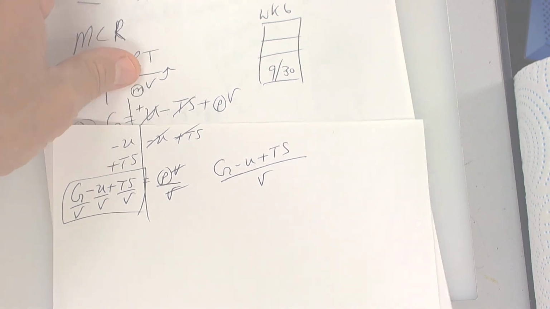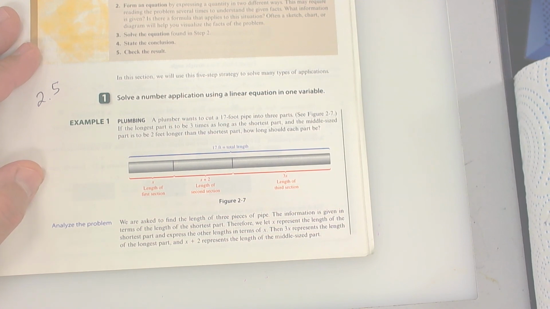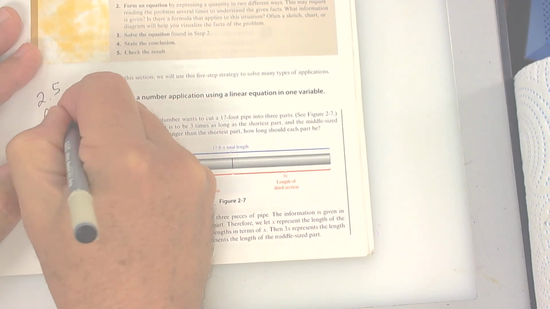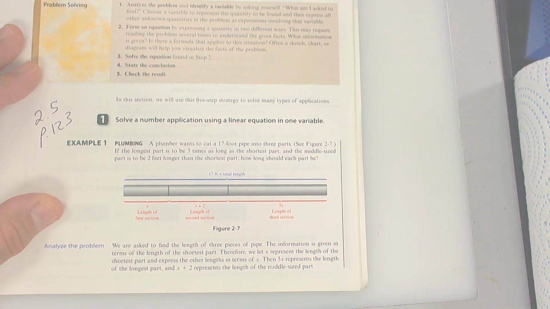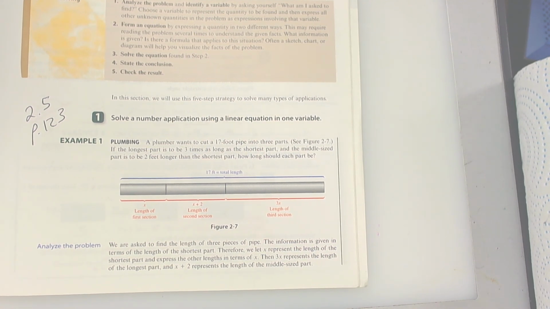All right, let's talk about today's work now. Today's work, we're moving into a new section, and this section is 2.5. So open up your book to page 123 and follow along with me. Okay? I didn't want to write all of these examples, so let's take a look.